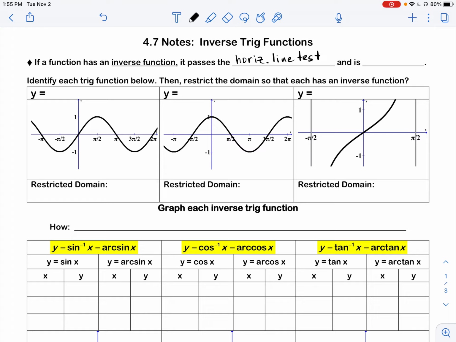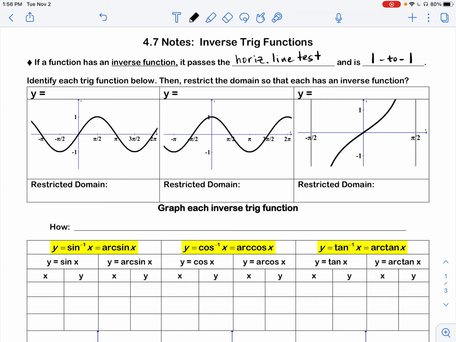And what that effectively tells us is that if the graph of a function passes the horizontal line test, this function is 1 to 1. And just remember what that means. It means that every input corresponds with one output, and that every output corresponds with just one input.